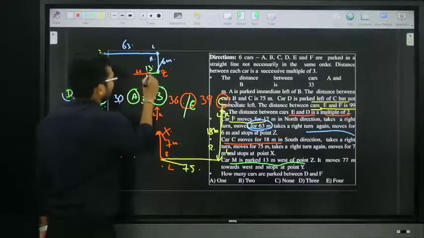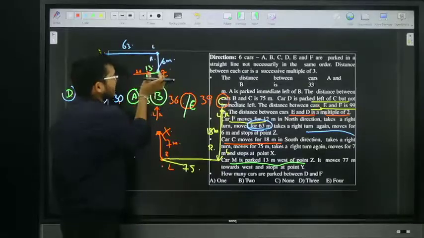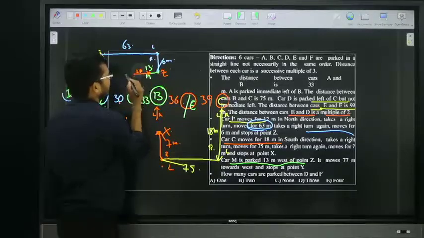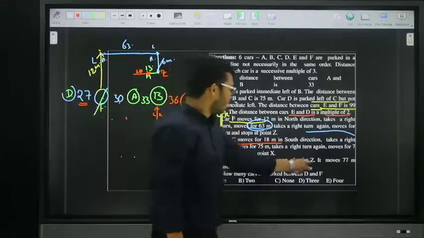Car M is parked 13 meter west of Z. When the total is 33 and this part is 13, the remaining is 20. Yes, leave it. Now, what is the next statement?